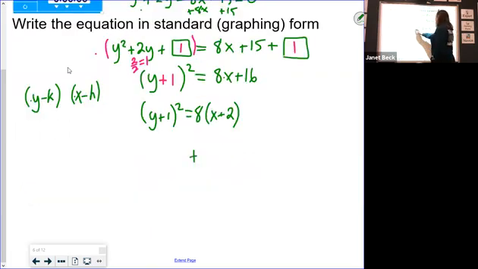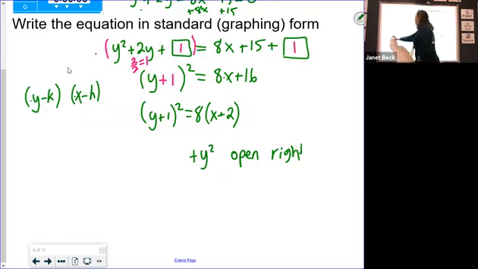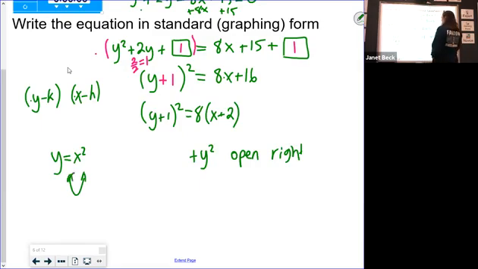It's got a positive coefficient. Y is being squared. This one is going to open to the right. Remember, all I remember for that is y equals x squared means it opens up. If it's y being squared, it's going to open left or right. And if it's positive, it's going to open over the positive as opposed to the negative x-axis. So that's to the right.